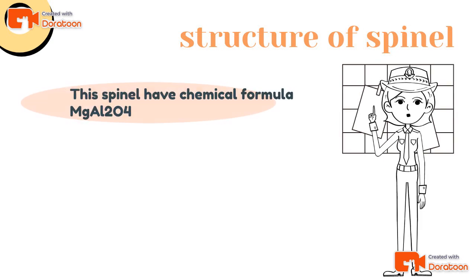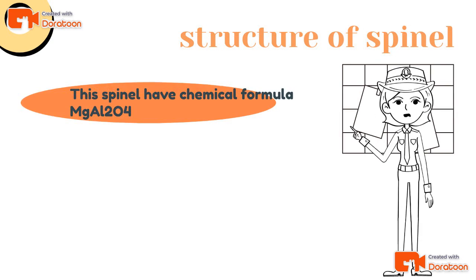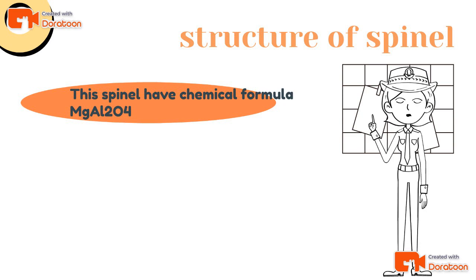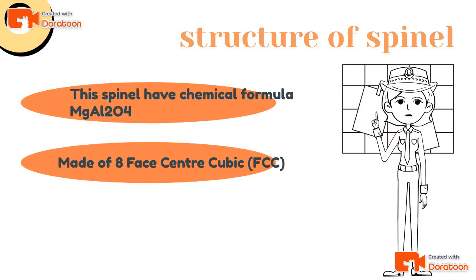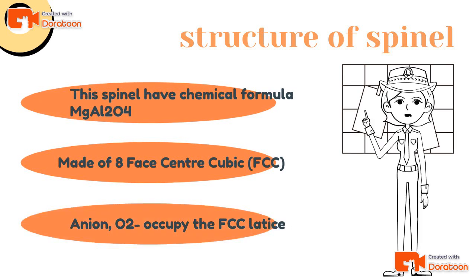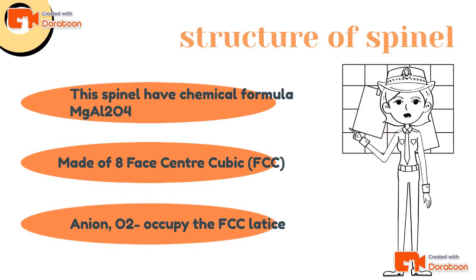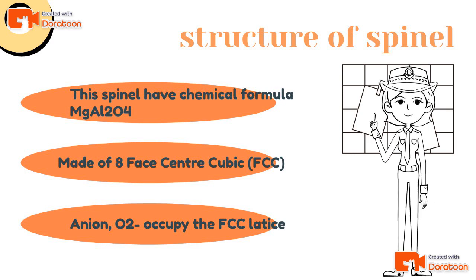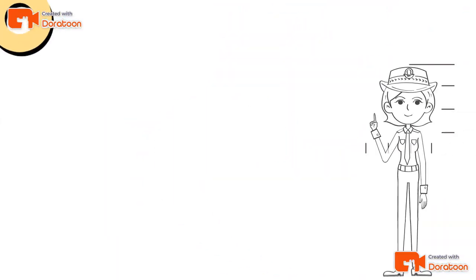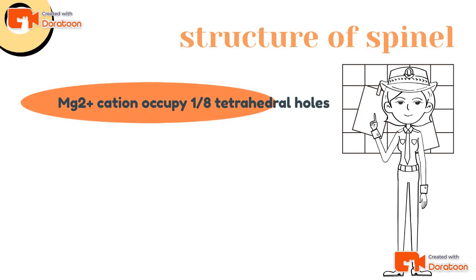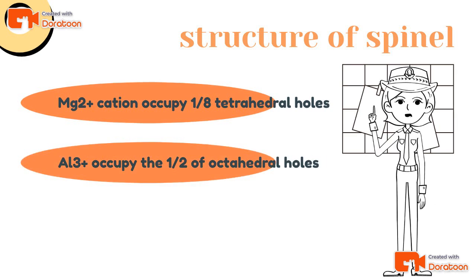This spinel has the chemical formula MgAl2O4, which is called magnesium aluminate. It is also made of 8 face-centered cubic cells. The anion in this spinel, which is O2-, occupies the FCC lattice. Magnesium cation occupies 1/8 of the tetrahedral holes, while aluminum 3+ occupies 1/2 of the octahedral holes.